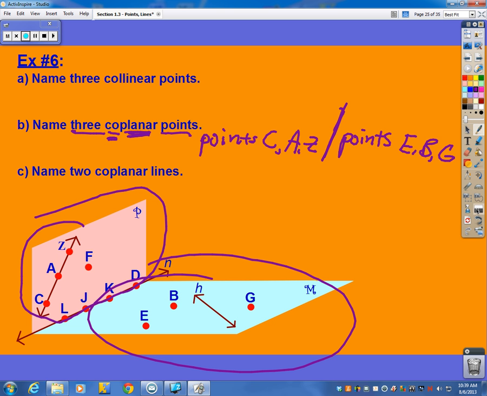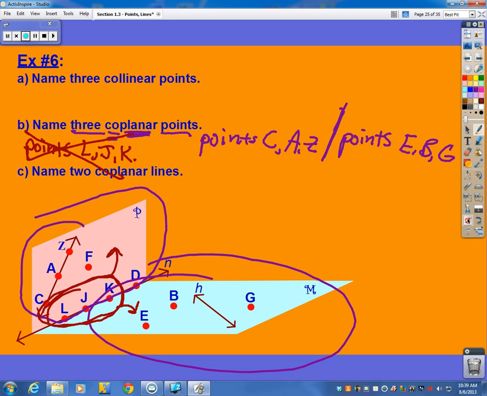Now, an example that would not work. Points L, J, K. These 3 points here. And the reason why I couldn't use those 3 points is because technically these 3 points are in this plane, and they're also technically in that plane. So they're not in the same plane, they're in multiple planes. So this would be an example that would not work.